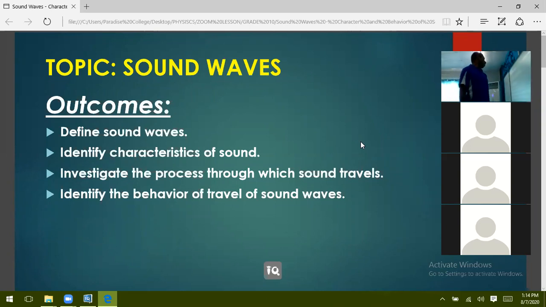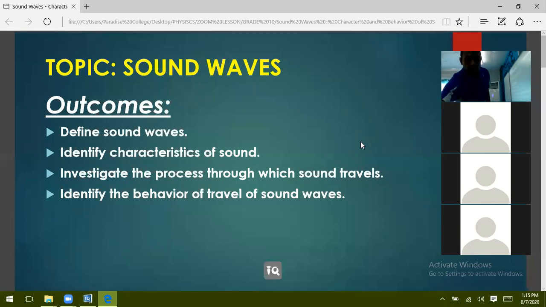These are the 4 objectives or the outcomes that I have for this session. We're going to define sound wave and identify characteristics of sound. And the third one is to investigate the processes through which sound travels, and finally identify the behavior of travel of sound waves. So basically, it sounds like 4 big areas, but we'll try to make it short and simple within this 30 minutes. So let's proceed with our presentation.